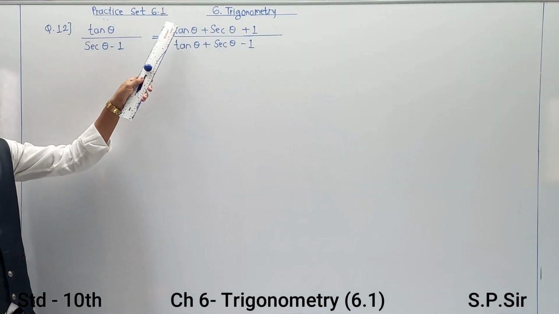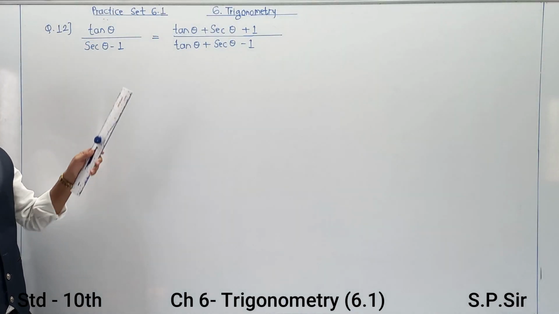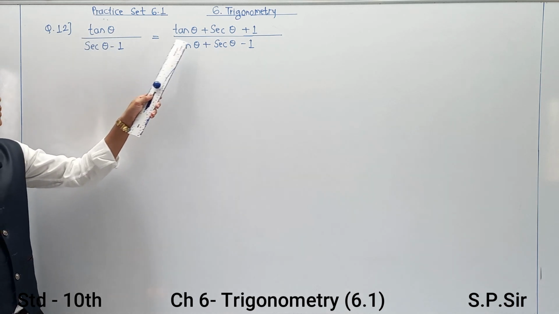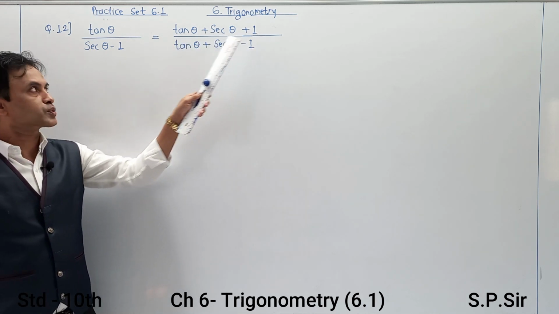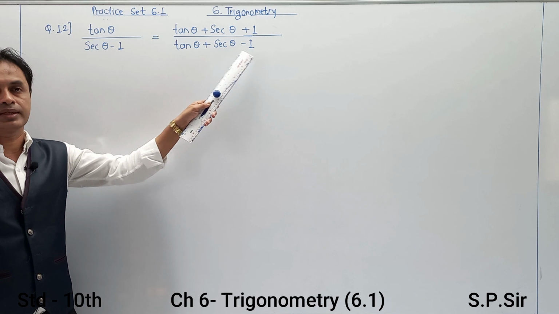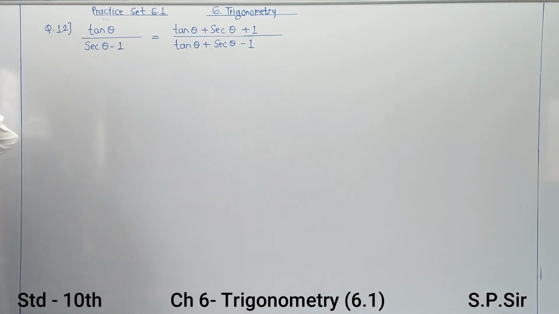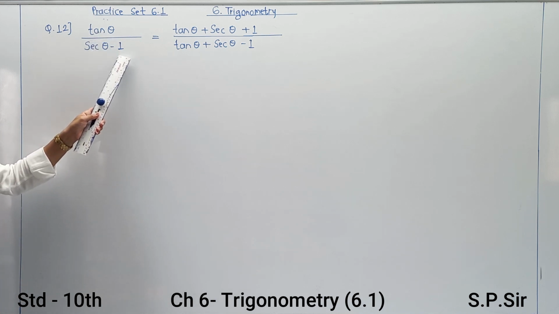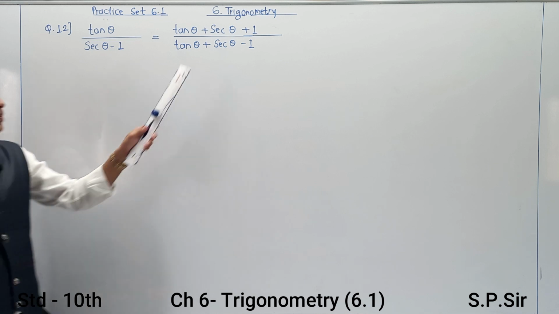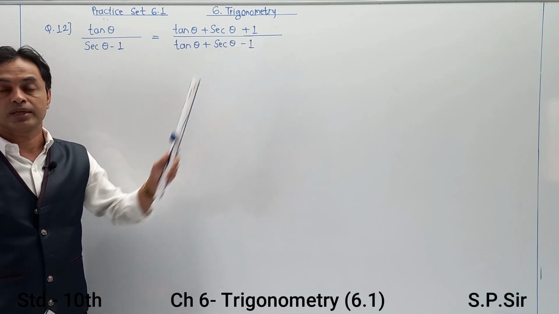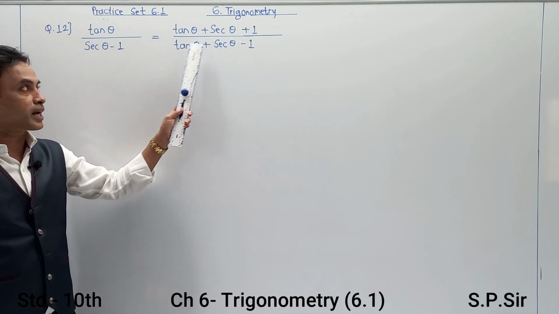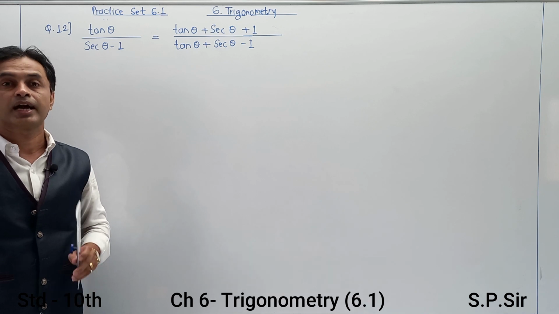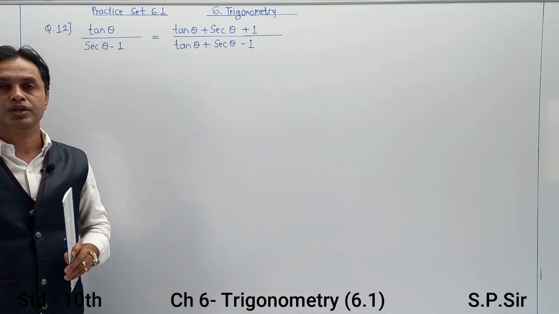Practice set 6.1, question number 12, and the numerical is tan theta upon sec theta minus 1 is equal to tan theta plus sec theta plus 1 upon tan theta plus sec theta minus 1. If you want to solve this numerical, step by step you have to understand the part. Here tan theta, sec theta minus 1 is a fundamental property in a grouping. Tan theta, sec theta plus 1 is also part of the same group, and tan, sec and 1 are all related with fundamental identities, and that identity is 1 plus tan square theta is equal to sec square theta.